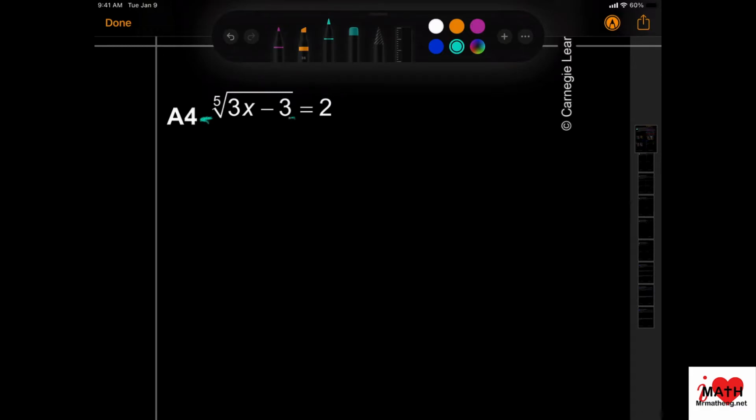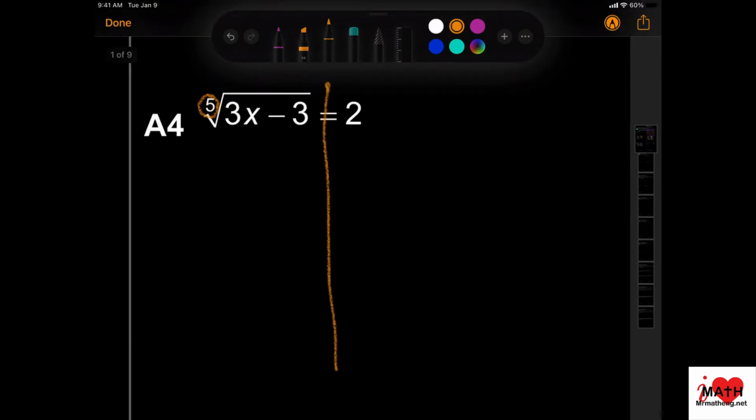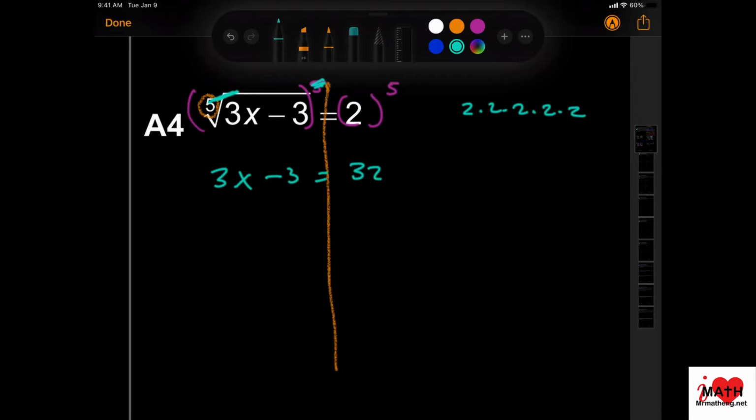Notice that this one is isolated. There's nothing in front or behind it. Now we're going to identify the index or root, which is a 5th power. So I'm going to now take both sides to the 5th power. The 5 and the 5 with the radical sign cancel, so 3x minus 3 equals 2 to the 5th power, which equals 32. 4 times 4 is 16, and 16 times 2 is 32.